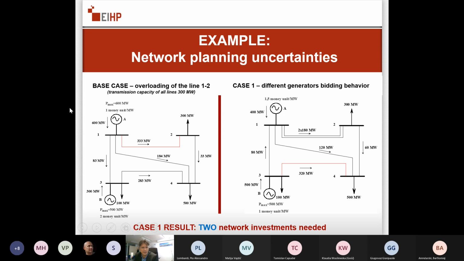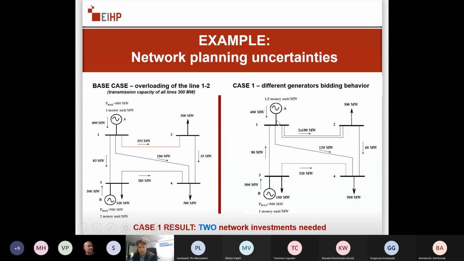So let's say, this is just one simple example, we have a system like this one with 2 generators and 3 consumptions, and these are the lines between these nodes. If we put the system running, we will find that this line is overloaded. If the transmission capacity is 300 megawatts, this simple exercise shows 333, which means that it is overloaded.